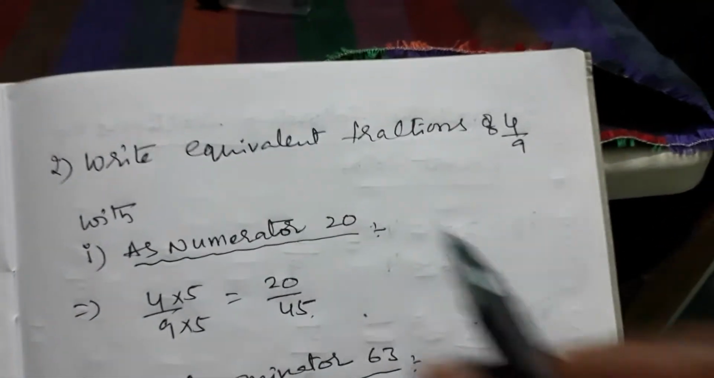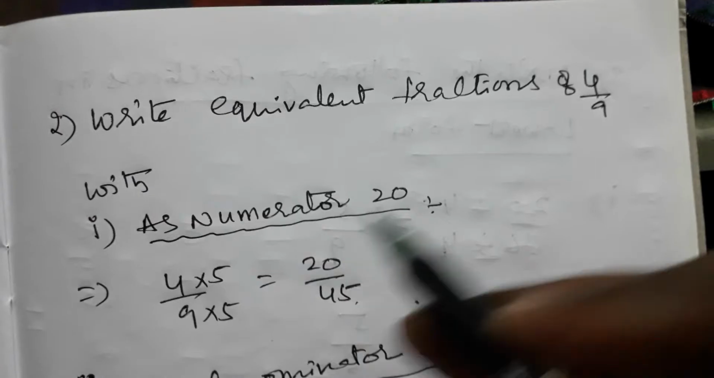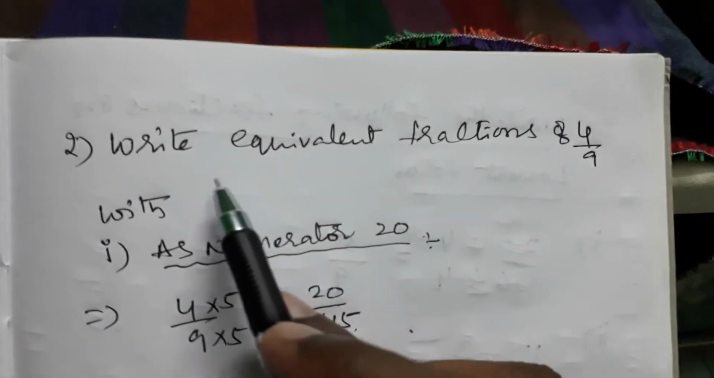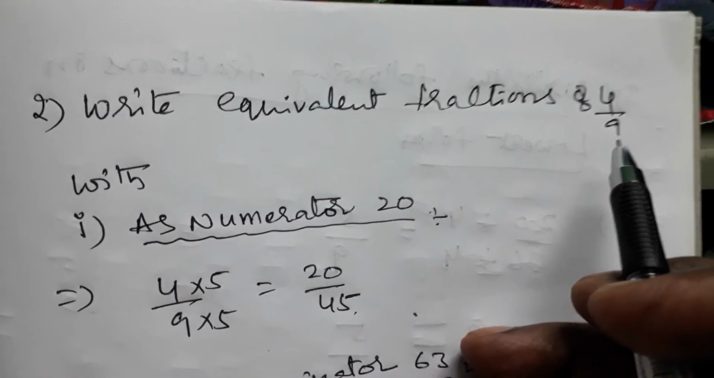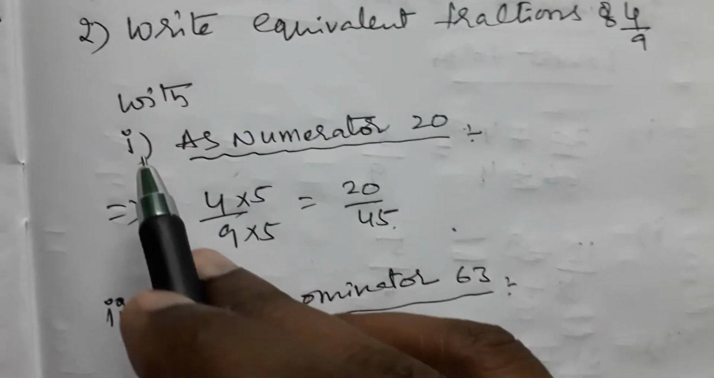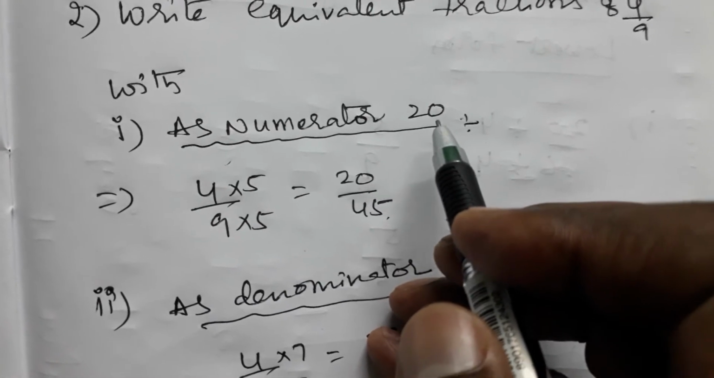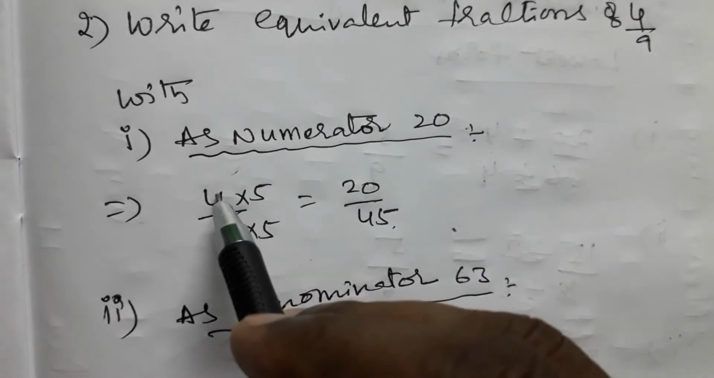Now next question. Write the equivalent fraction to 4 by 9 by the following conditions. What is the first condition? Question number 1, condition. What is the condition given here? Numerator as 20. So take 4 by 9.